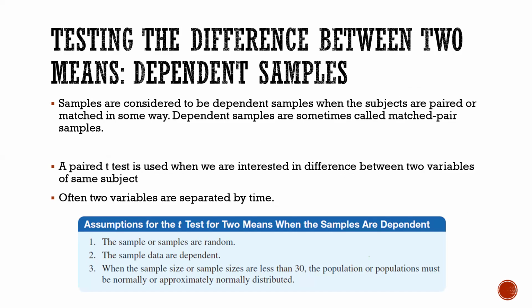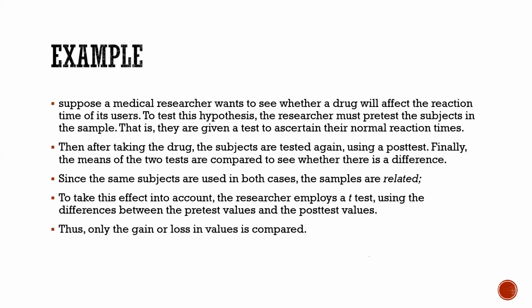The assumptions for the t-test of dependent samples are that the sample or samples are random, the sample data are dependent, and when the sample size is less than 30, the population must be normally or approximately normally distributed.